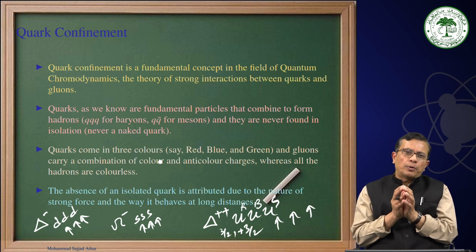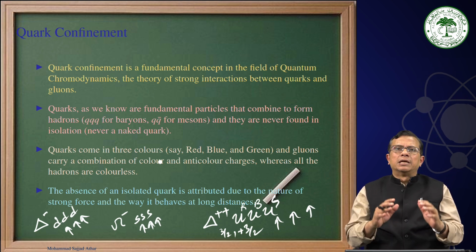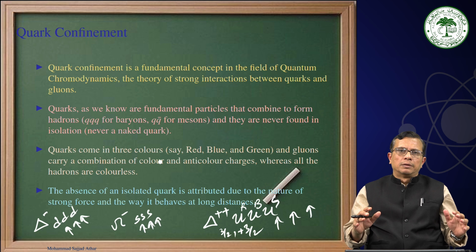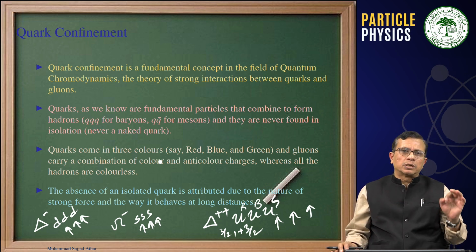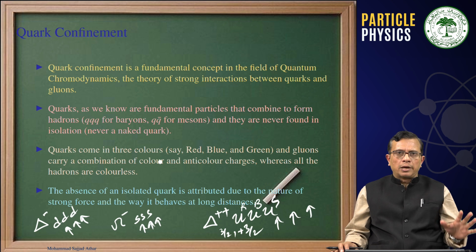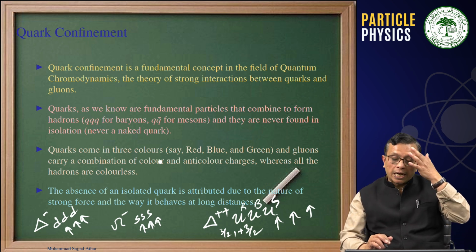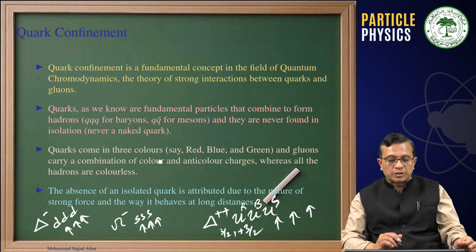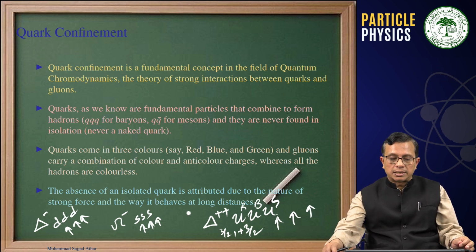Therefore, the important point is this: the color quantum number was first introduced to save Pauli's exclusion principle, because till that time no violation of Pauli's exclusion principle was reported. Now, the absence of an isolated quark is attributed to the nature of the strong force and the way it behaves at long distances.